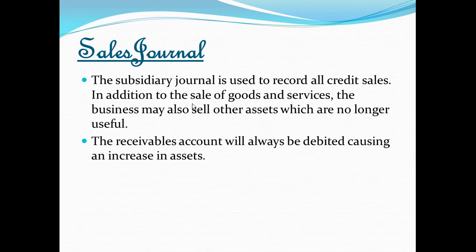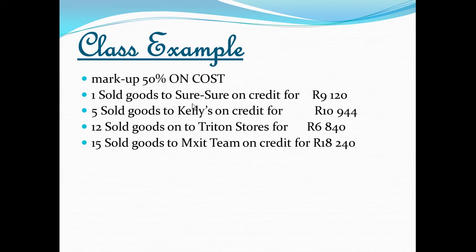So here's an example now on the cash receipts, on the sales journal. There are 4 transactions and each one is you are selling something on credit. So it says you sold goods to Sure on credit for 9,120 Rand. That is your sales amount. So 9,120 Rand will go to your accounts receivable column and your sales column in the sales journal.